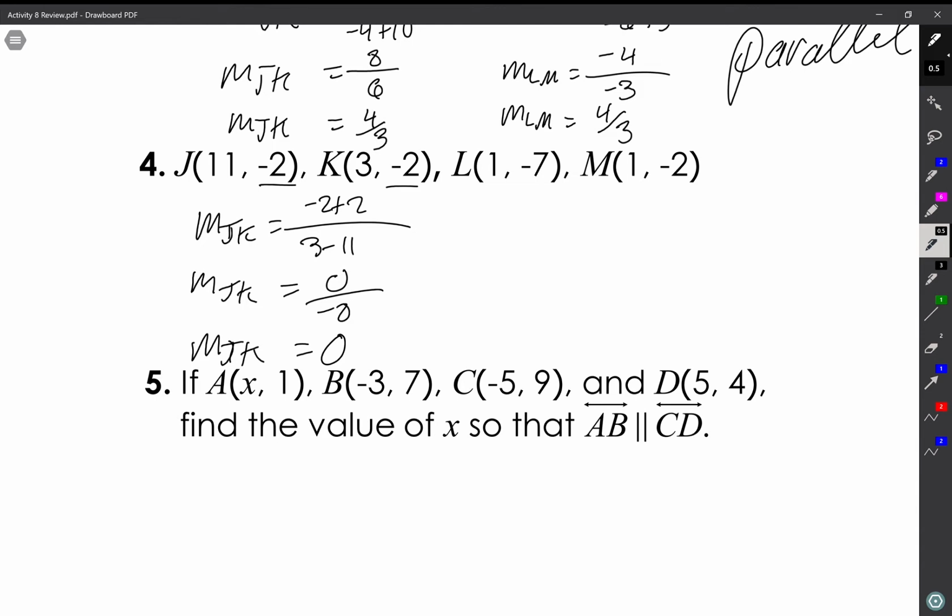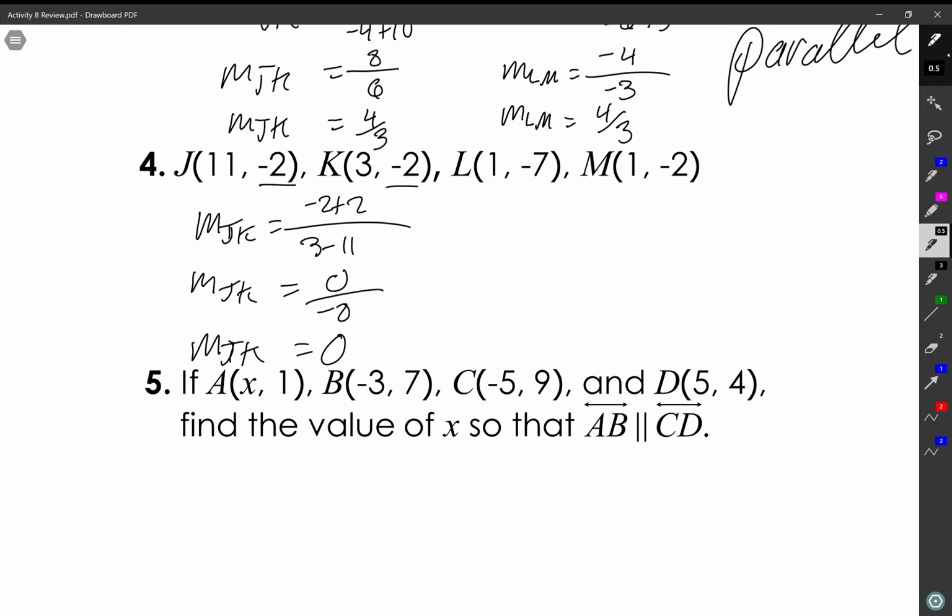So if I find that LM is vertical, then they're going to be perpendicular. So what we're going to do is we'll again find the slope and see if we end up having something divided by 0, then that means that our slope will be undefined. So let's check it out.